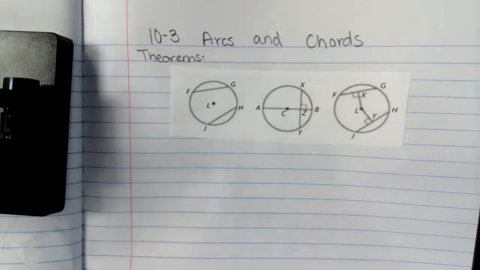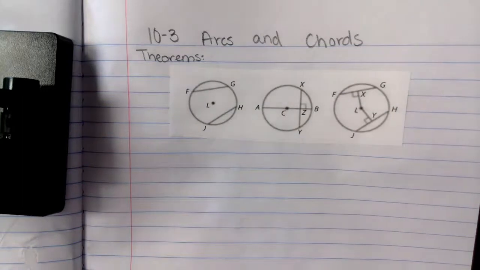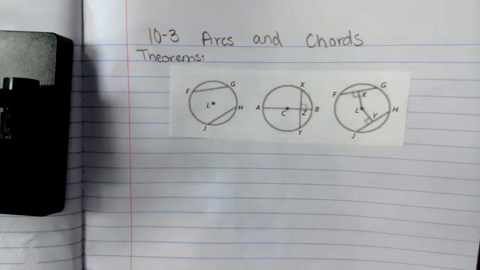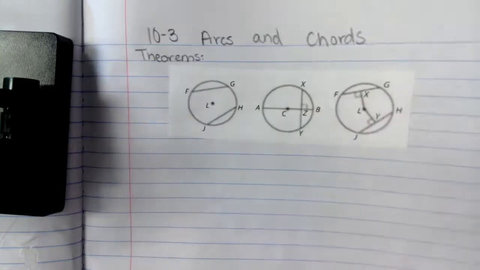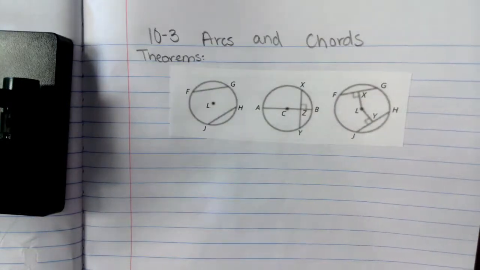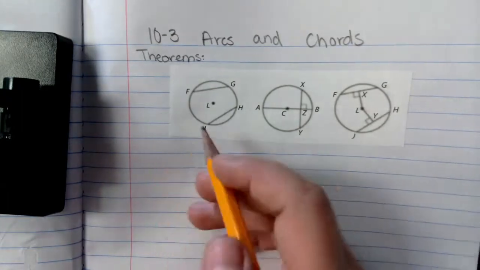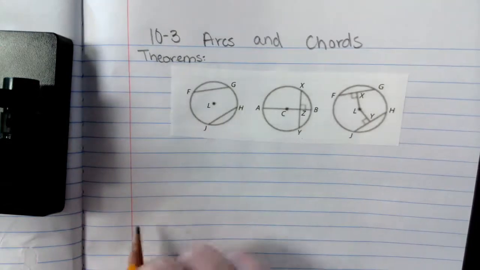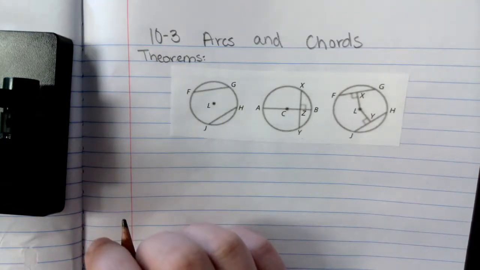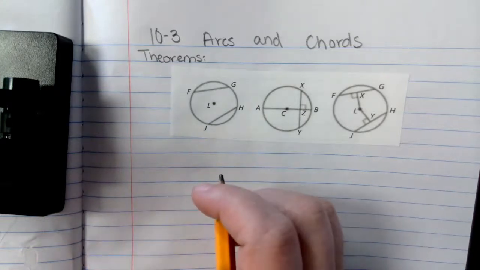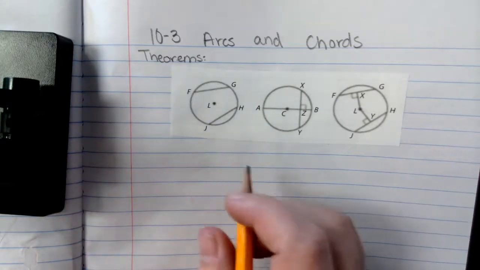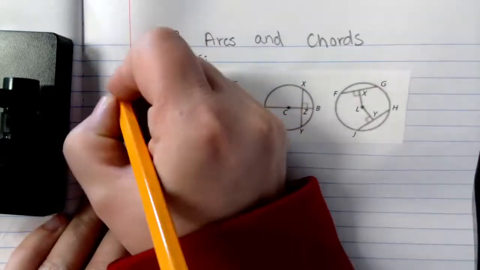All right, so with chords and arcs, here we go. We have 3 theorems here. And in this first theorem, if I know that FG is congruent to JH.